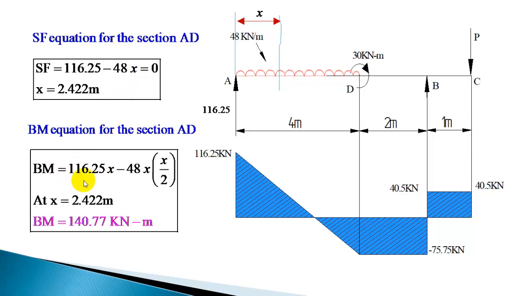So the bending moment is 116.25 into x minus 48x, the load, into the distance x by 2. That will give the bending moment equation. Now substitute x as 2.422. That will give the bending moment corresponding to this point, and that is going to be the peak point for the bending moment curve in this portion.